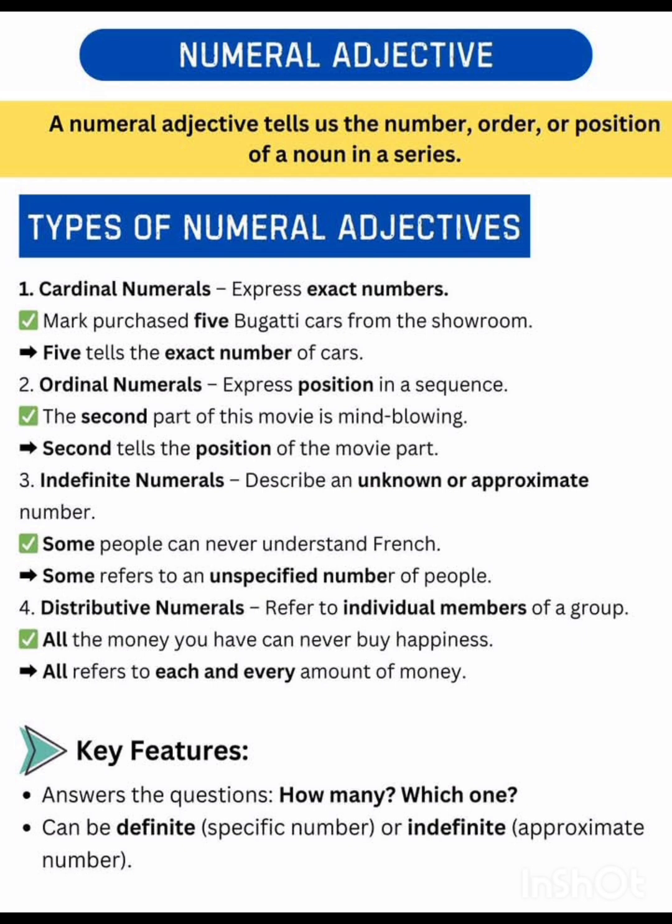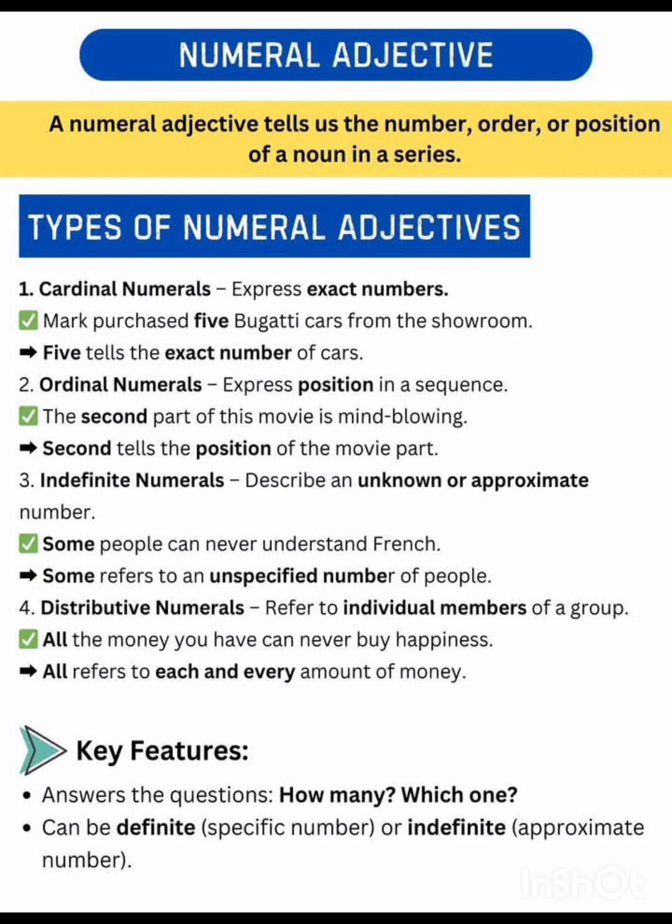Second, we have the ordinal. It shows the position, which means from the first position to the nth position. First, second, third. After third, you use the th. So therefore you say, this is the 10th edition of the book. Then you have the indefinite, which describes an unknown or an approximate number, like some. When you say, can you give me some sugar? So some is an indefinite number, so that's why we use some. Some of the common ones I'm discussing.